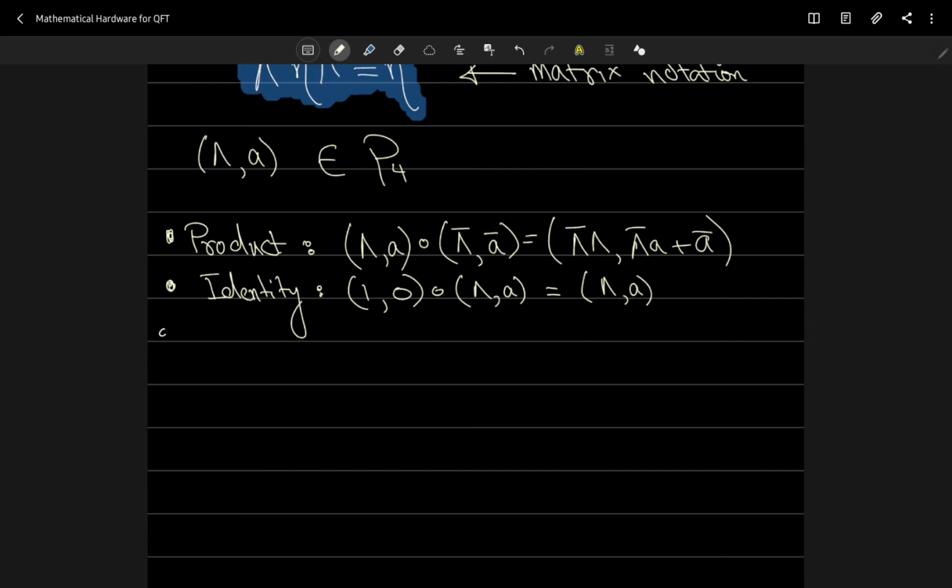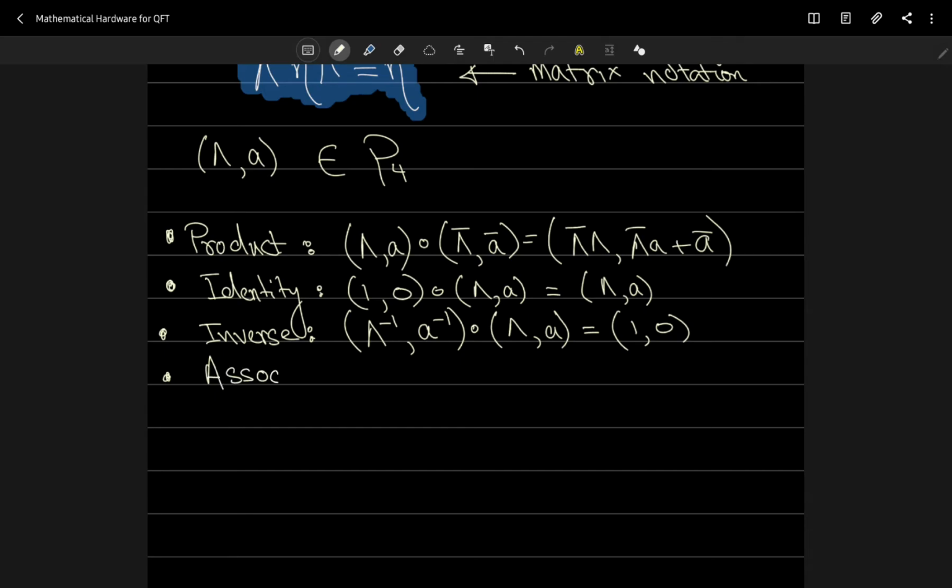Another one is the inverse condition, that you have lambda inverse and A inverse, the composition with lambda and A, has to be equal to identity. So that's 1 0. Now the last condition is the associativity.